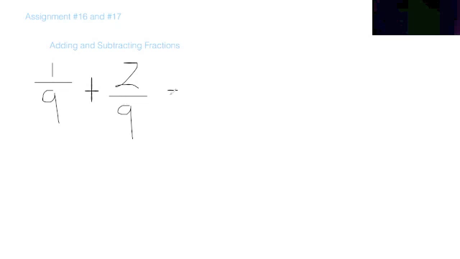So when you're adding and subtracting fractions, if the bottom number is the same, it's super easy. You leave the bottom number the same, and all you're doing is adding the top ones. So now it's just 1 plus 2, which is 3. So now it's 3 over 9. And that's it. You don't have to worry about the bottom ones. Since they're the same, you leave it the same.